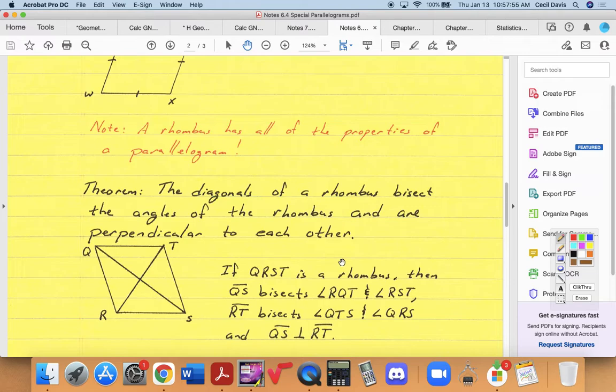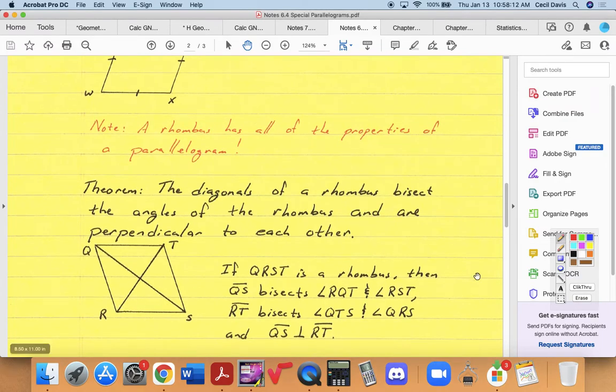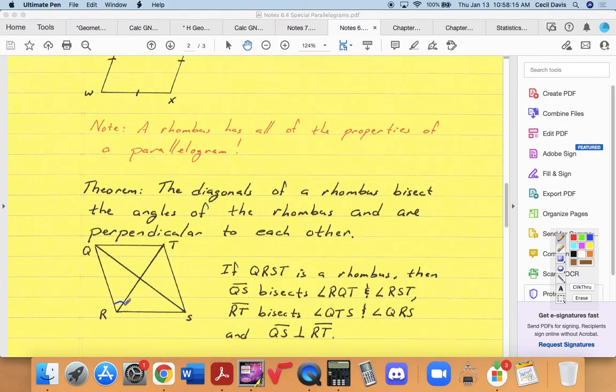Well, unlike a rectangle or an ordinary parallelogram, the diagonals in a rhombus bisect the angles of the rhombus. So notice here, you can kind of see it. This angle, angle QRT, is congruent to angle TRS. And these two angles over here are congruent to each other, and those must be the same size because the opposite angles are congruent. If you cut them both in halves, the halves should be congruent.